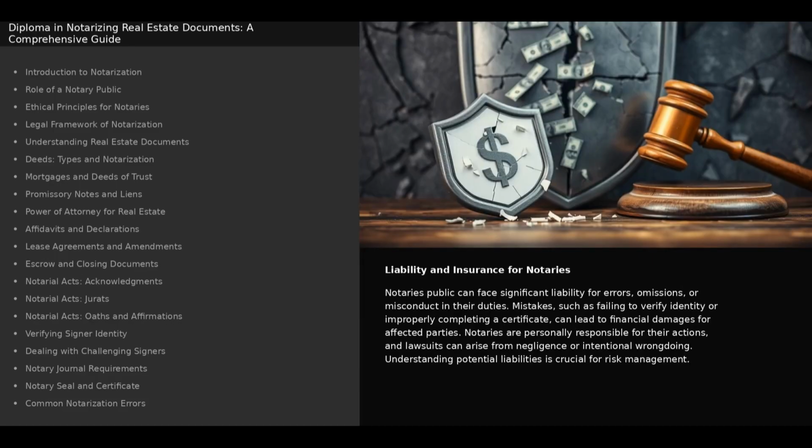Liability and insurance for notaries. Notaries public can face significant liability for errors, omissions, or misconduct in their duties. Mistakes, such as failing to verify identity or improperly completing a certificate, can lead to financial damages for affected parties. Notaries are personally responsible for their actions, and lawsuits can arise from negligence or intentional wrongdoing. Understanding potential liabilities is crucial for risk management.